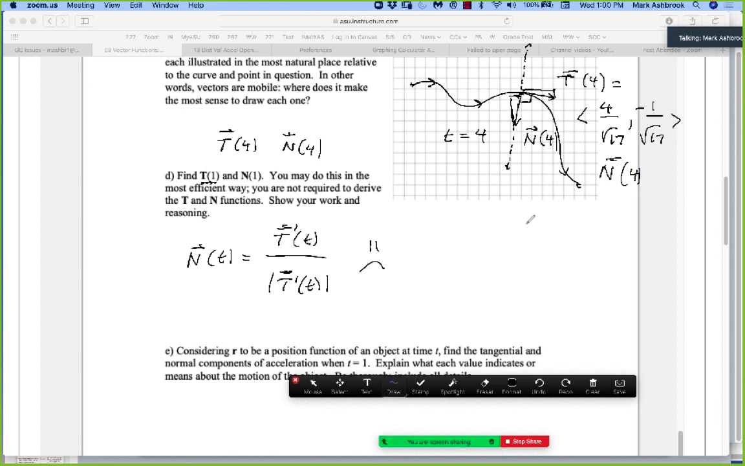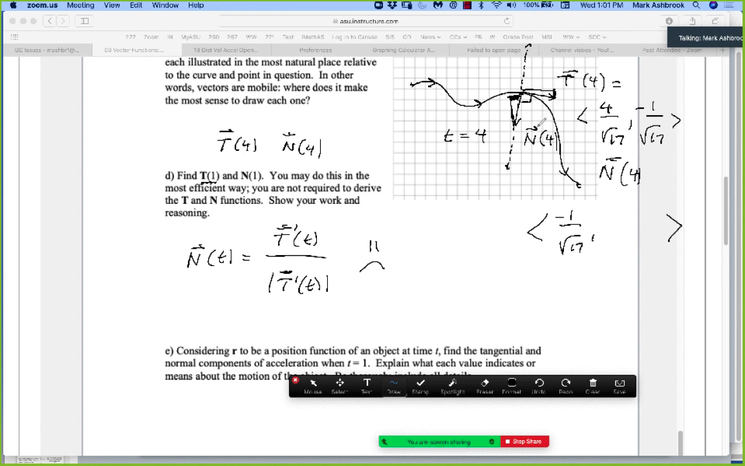What will the x component of N of 4 be? It'd be this right here, which is the same as this right here. So what's the x component of N of 4? Negative 1 over the square root of 17. Right, and it's not negative because this one was negative, so we get the magnitude, 1 over radical 17. It's negative because why? We're going to the left. Correct.